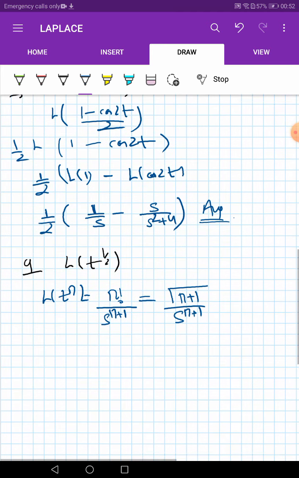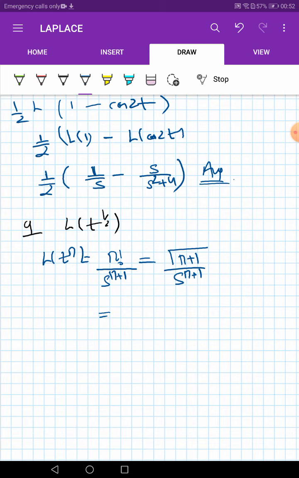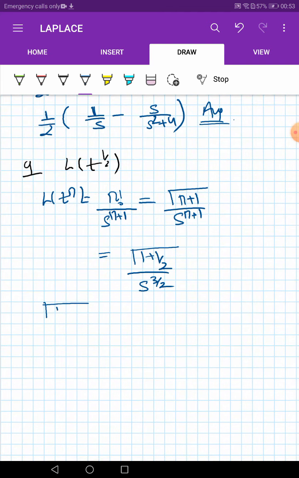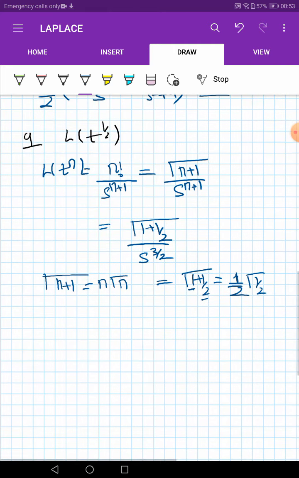Okay, so gamma function of n plus 1, so we'll get gamma of 1 by 2 plus 1 divided by s power n plus 1. N is 1 by 2, so 1 by 2 plus 1 means 3 by 2. Okay, so there is one more formula, that gamma n plus 1 is equal to n gamma n. So gamma of 1 by 2 plus 1 is equal to n gamma n, here n is 1 by 2, so gamma 1 by 2 is root pi, so we'll get 1 by 2 root pi.